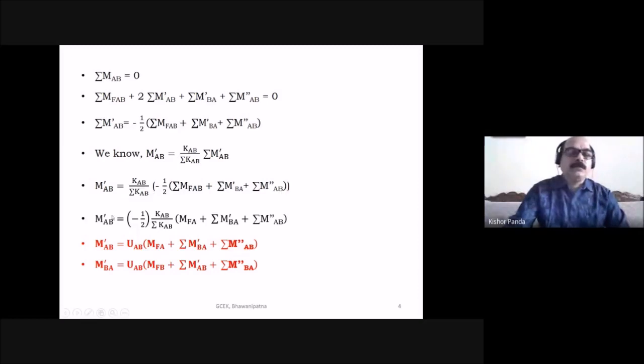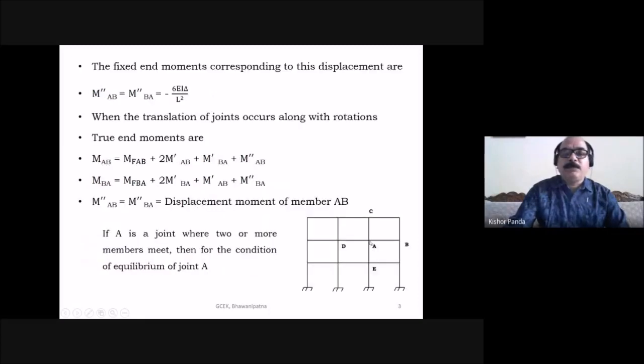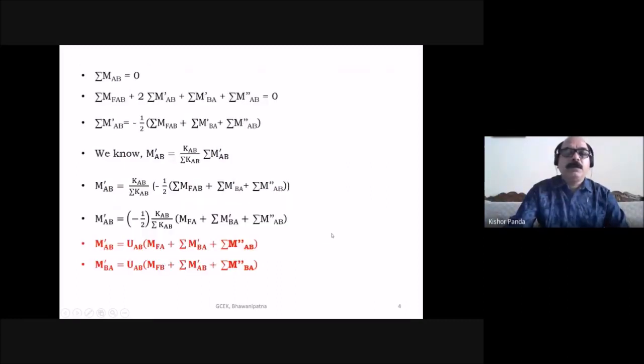Then you take M dash AB is equal to minus half KB by summation of KB into summation of MFAB. Summation of MFAB means the fixed end moment at the joint A, because it is the fixed end moment of this side, this side, this side, and this side. So the fixed end moment of joint A is equal to the summation of these four moments. So the summation of MFAB is equal to the fixed end moment at the joint A, MFA, plus summation of M dash BA plus summation of M dash AB.